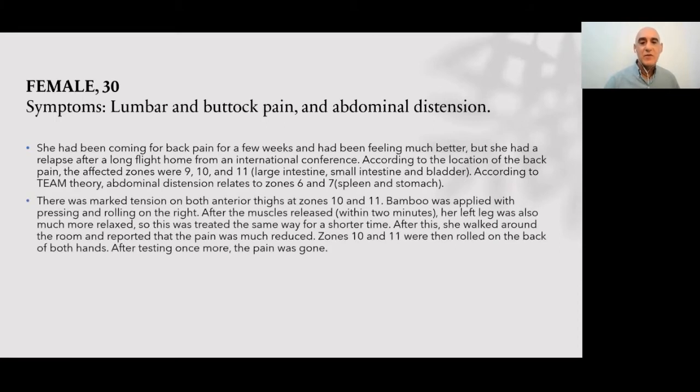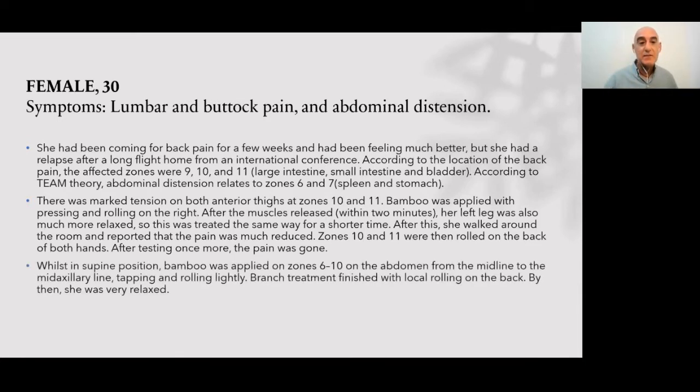So when I looked at her thigh, once again, marked tension at 10 and 11. Bamboo was applied, pressing and rolling on the right. And after the muscles released, which didn't take long, a couple of minutes, her left leg also felt much more relaxed. So we did the same thing, but just for a shorter time, just for half a minute. After this, we got her to walk around and she said, oh, the pain was much reduced. So then we worked on the back of both hands. So zones 10 and 11 on the hands. And after testing once more, the pain was completely gone.